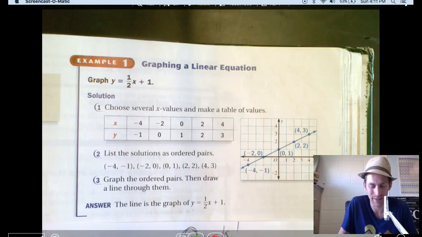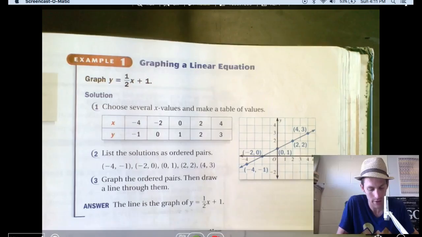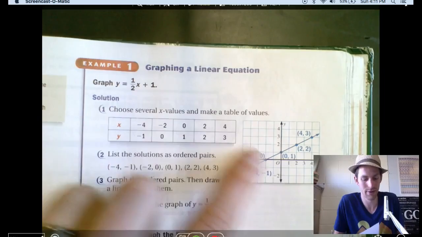What would that slope be? How much are they rising and how much are they running? Now I'm just kind of talking ahead right now because you don't need to know that yet, but it's coming. All right, so that's how you graph it. Just as simple as that, make a table of values.